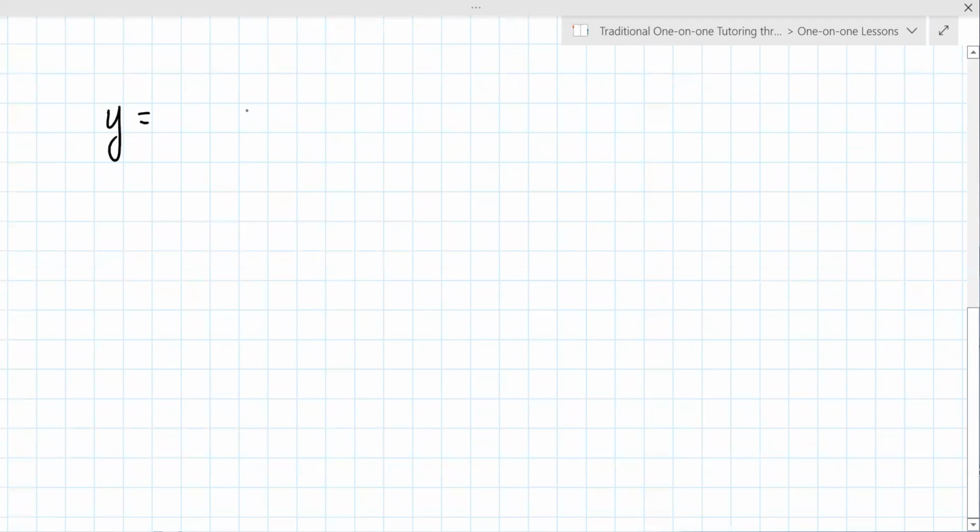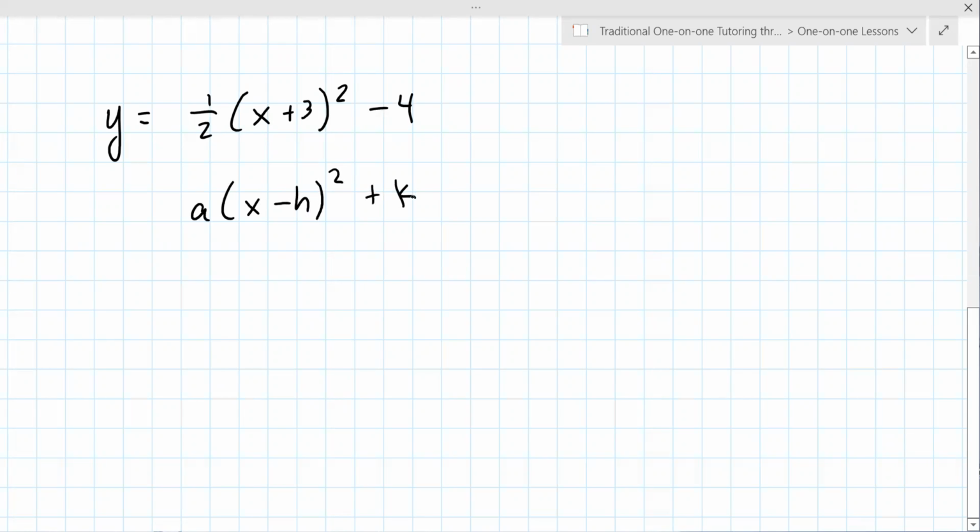Let's say I give you y equals 1/2 (x plus 3) squared minus 4. And I'll write the standard form of the quadratic below it. Okay, can you tell me the value of h and k? 4 and 3. 3, -4. Okay, slow down here. Just give me one at a time. What's the value of h?